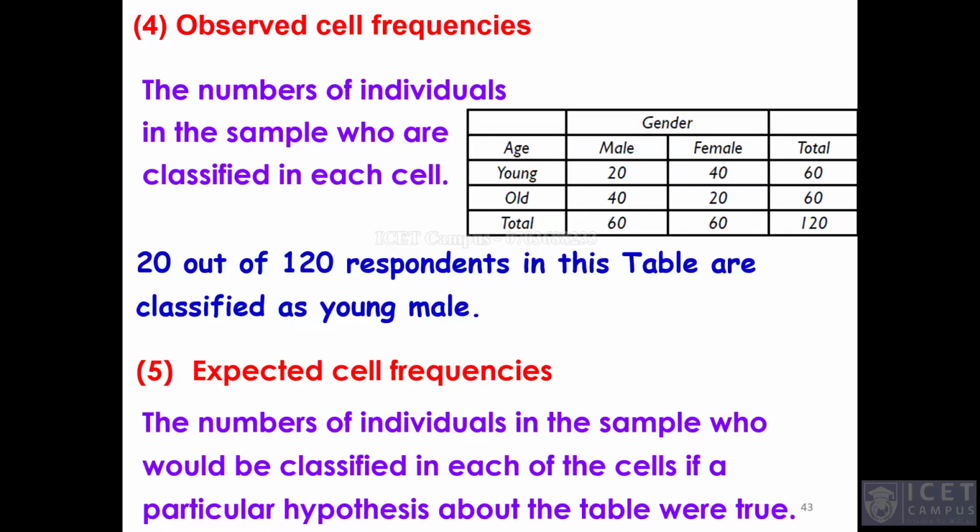Right? 20 out of 120 respondents are classified as young male. Expected cell frequency is the number of individuals who would be classified in each of the cells if a particular hypothesis about the table were true.